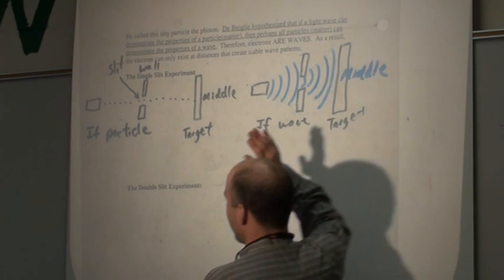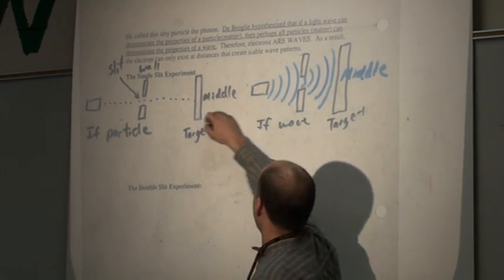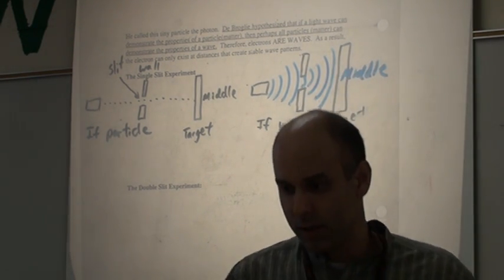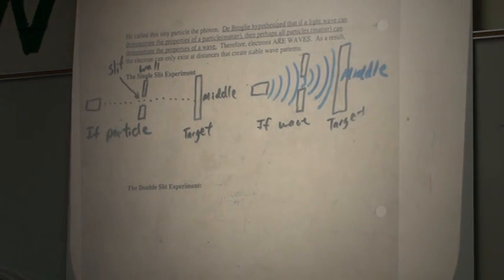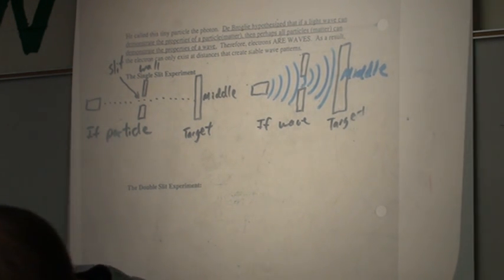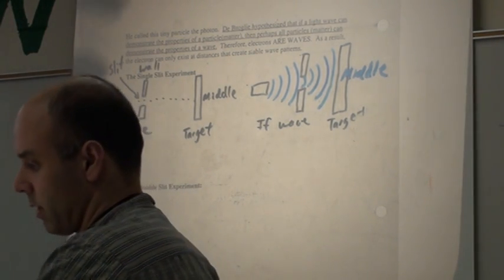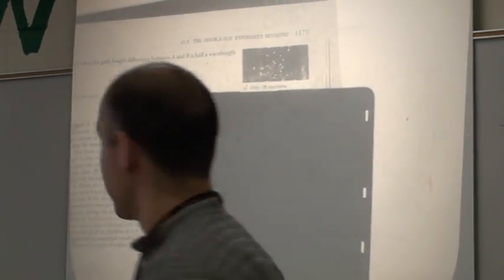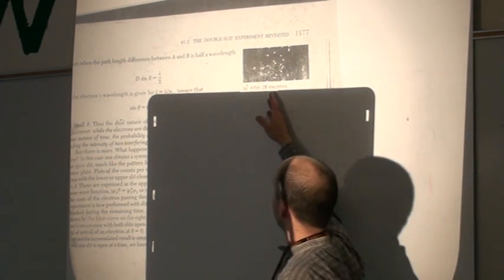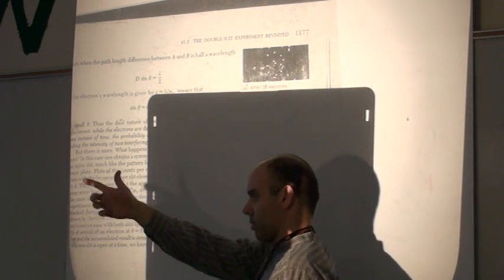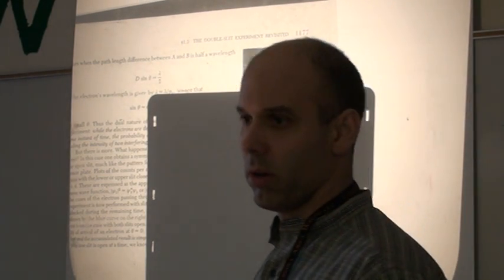So, if it's a particle, the bullet should go straight to the center. If it's a wave, it should hit the whole target, but with a greater force in the center. And so they do this experiment. And this is what they found. After 28 electrons hitting the target, this is what it looks like. Where are the electrons hitting? In the middle. What does it look like? Bullet holes. So this would indicate that the electron is a particle.